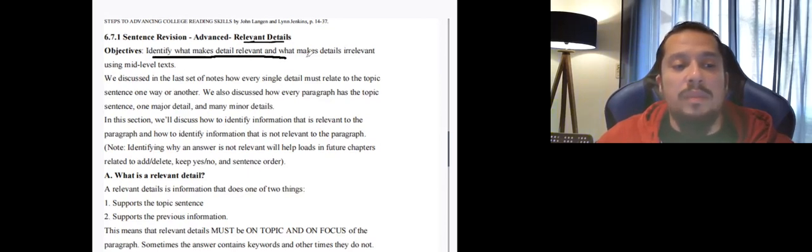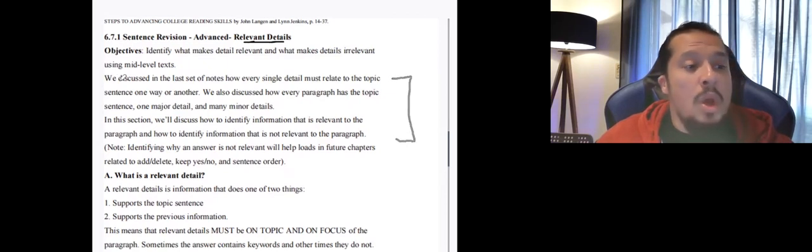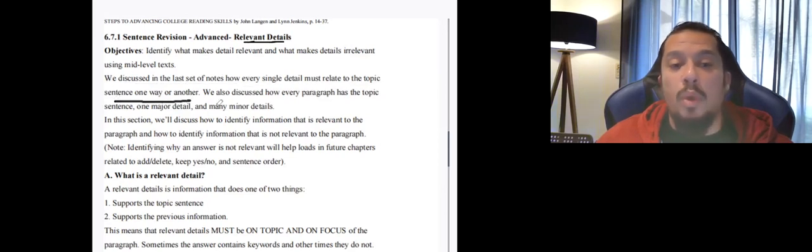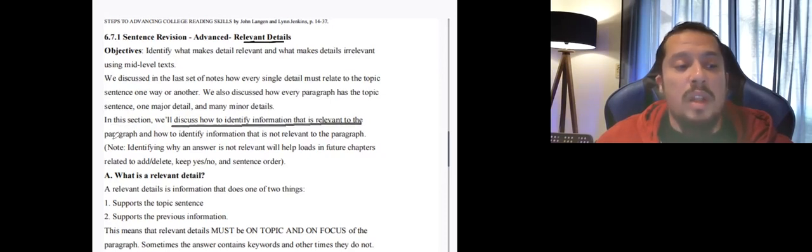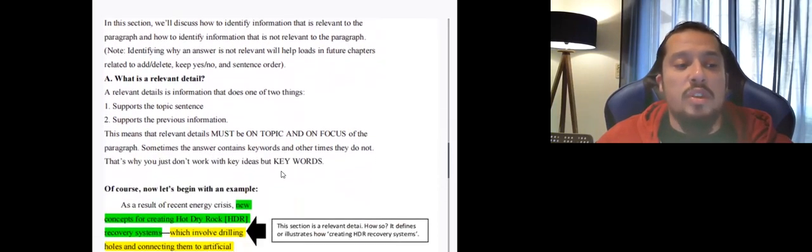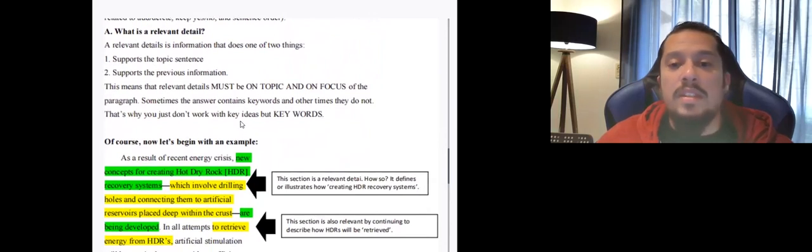Identify what makes a detail relevant and what makes details irrelevant using mid-level text, right? That'll have a guide. So let's read through here. We've discussed in the last set of notes how every single detail must relate to the topic sentence in one way or another. We also discussed how every paragraph has the topic sentence, major details, and many minor details. In this section, we'll discuss how to identify information that is relevant to the paragraph and how to identify information that is not relevant. So when I choose supporting examples on the digital SAT or EST exam, it needs to be supported. It needs to be on topic.